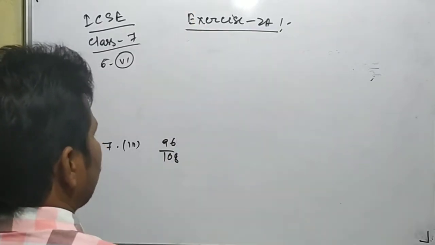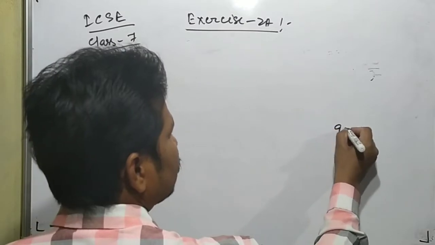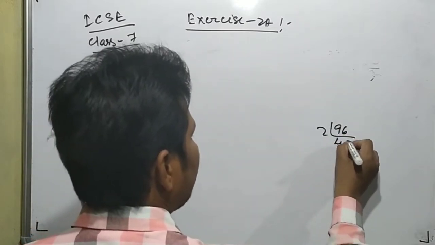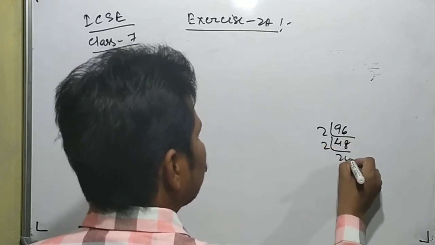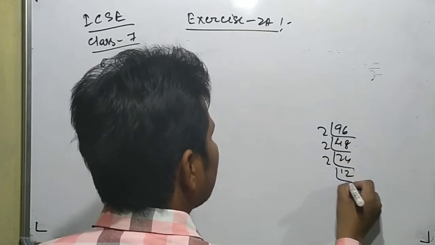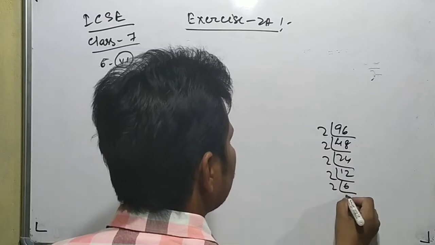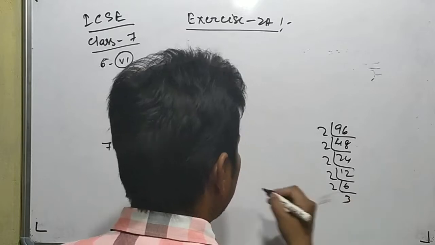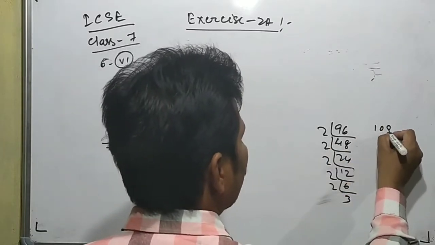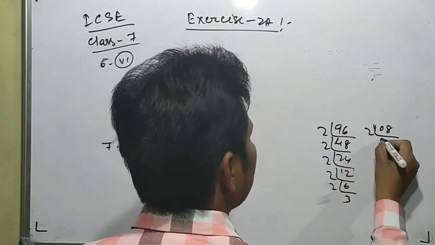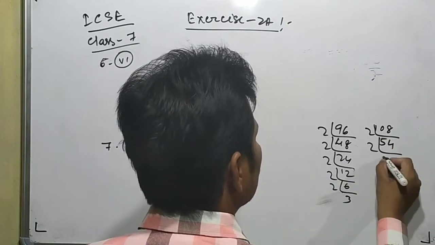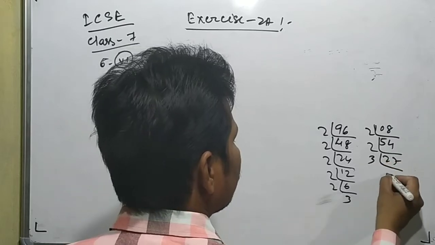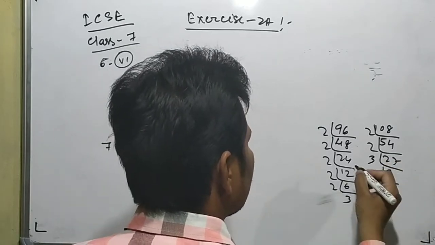Okay, so what will be our answer? 96 goes to 48, again to 24, again to 12, again to 6, again to 3. This is 3, completed. Again, 108 goes to 54, again to 27. It will not be divisible by 2, it will be divisible by 3. 9, again 3, 3. Completed.